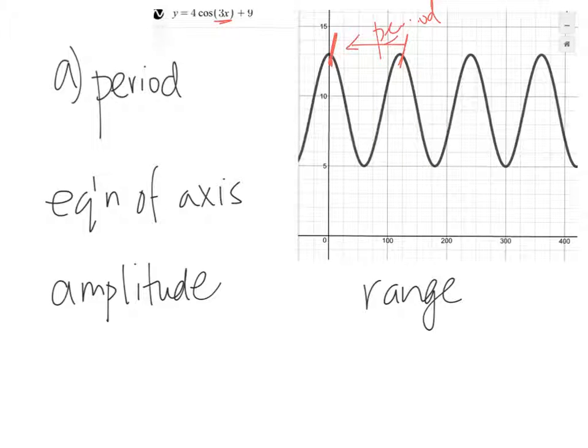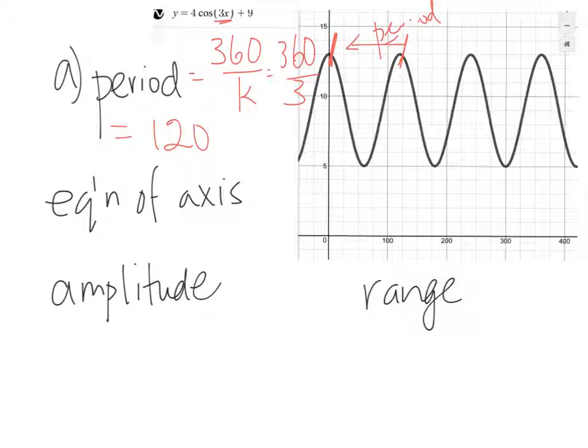So our k value is going to help us get our period. In order to get our period, we take our 360 for your parent function and divide by the k value. So in this case, you'll take the 360 and divide by 3. The period for this function is 120.